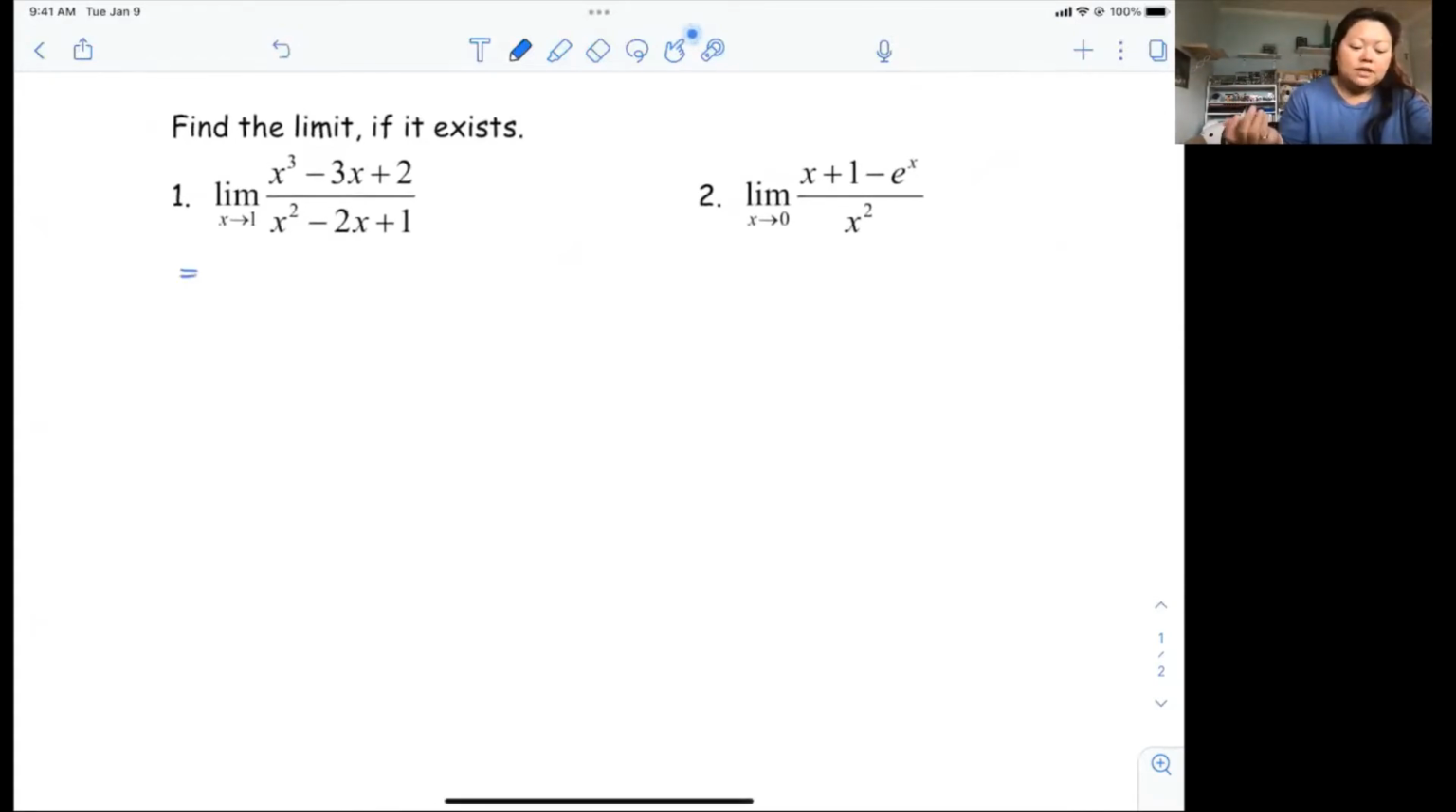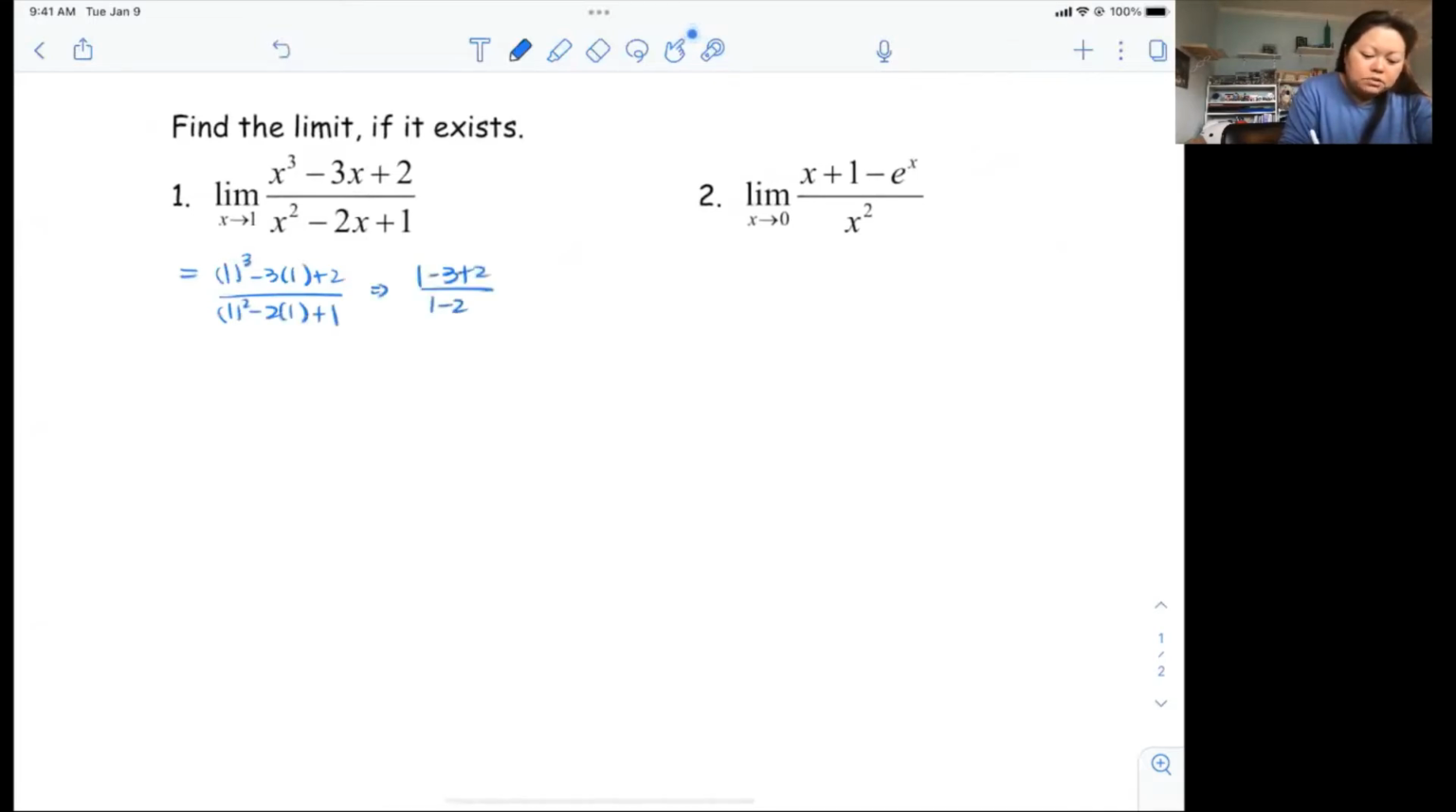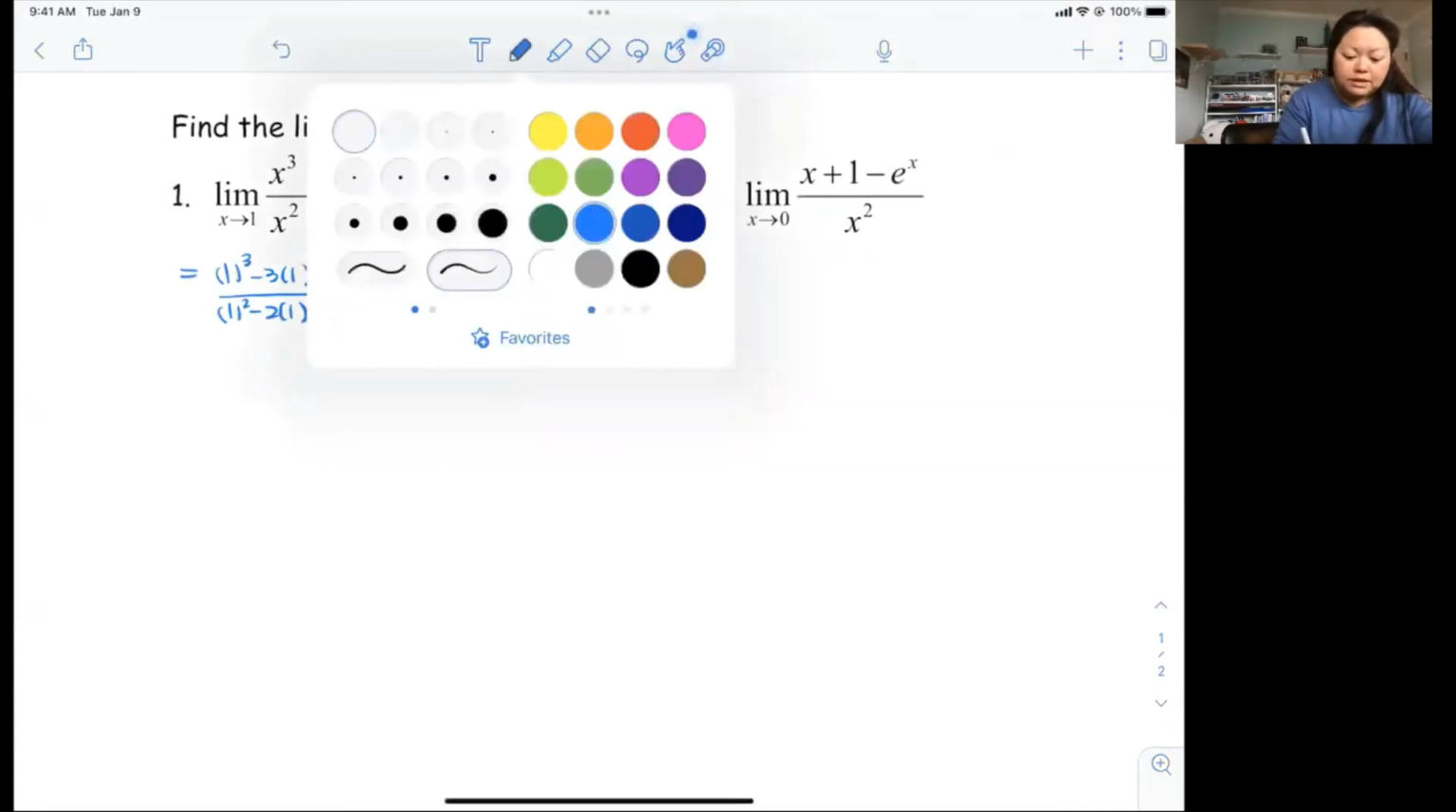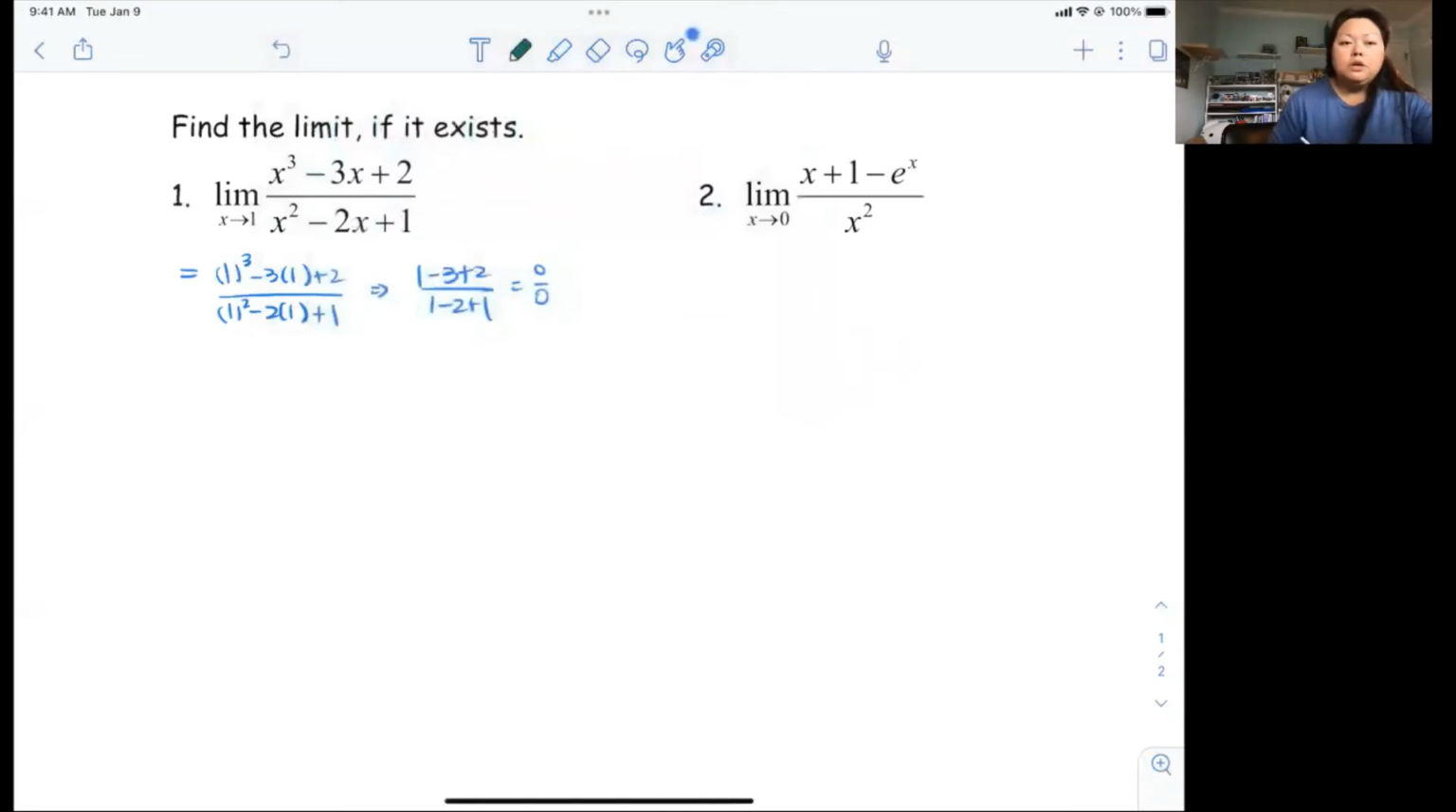Okay, first thing says, number one, find the limit if it exists. We're finding the limit as x approaches 1 of this function. So first thing you want to do is plug in the 1. So 1 cubed minus 3 times 1 plus 2 all over 1 squared minus 2 times 1 plus 1. That gives me 1 minus 3 plus 2 over 1 minus 2 plus 1. Yes, it gives me intermediate form. Beautiful.